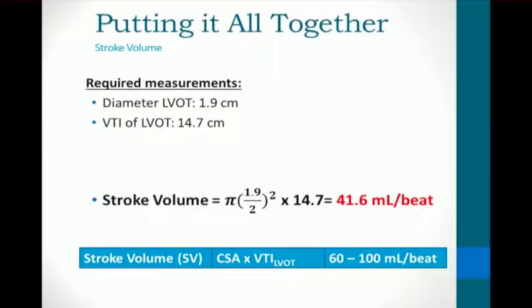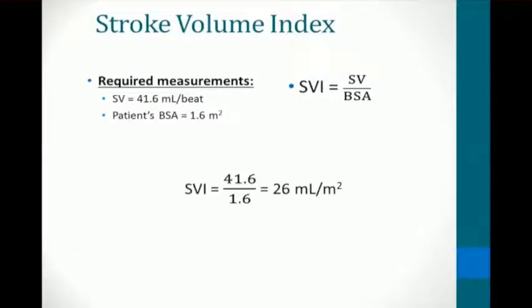Let's look at the patient's stroke volume to see if we can determine the patient's flow state. To get the stroke volume, we'll multiply the cross-sectional area of 2.8 by 14.7. We get a stroke volume of 41.6, which is below the normal range. We can even take it a step further and calculate the stroke volume index. We'll take the patient's stroke volume and divide it by their body surface area, and we get 26, which is below the cutoff, and the patient is considered to be in a low flow state.